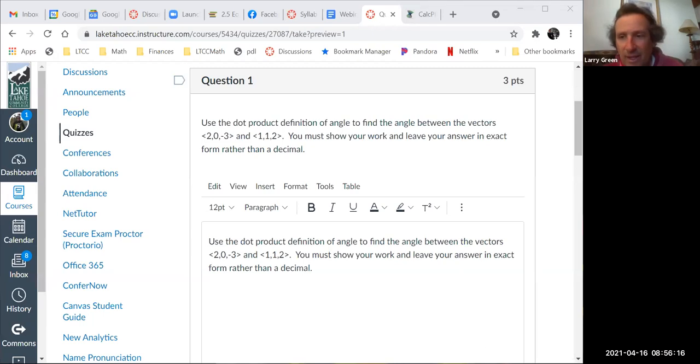Let's go right to the quiz and talk about how to do all those problems. Okay, so the first question on the quiz is: use the dot product definition of angle to find the angle between the vectors 2, 0, -3 and 1, 1, 2. You must show your work and leave your answer in exact form rather than a decimal.